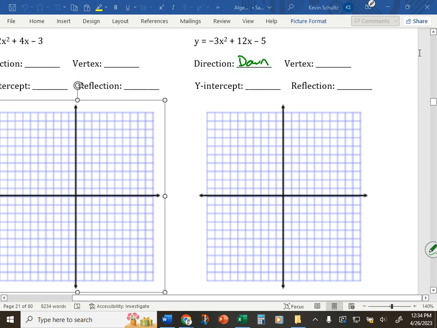What is the y-intercept here? Jocelyn? 0, -5. 0, -5, that c value. So we're going to plot -5. There we have it. That's our y-intercept. And now we get to do the fun part, the vertex.